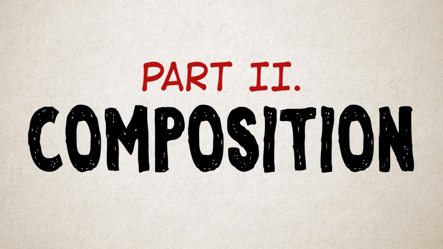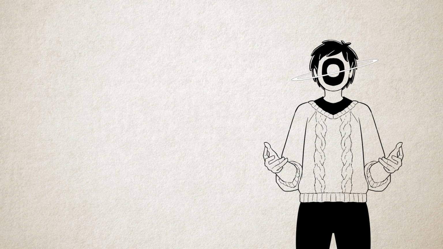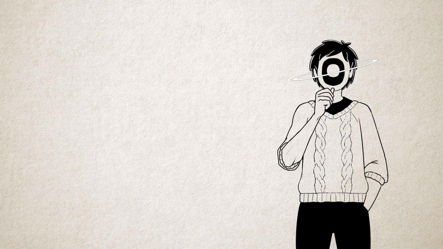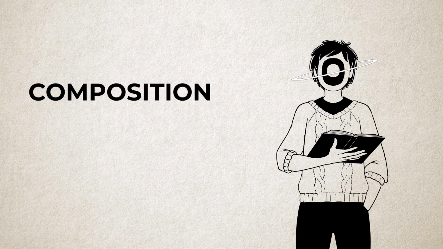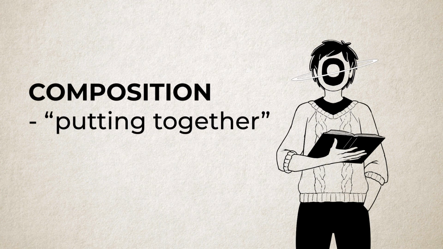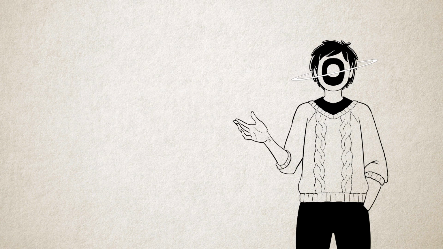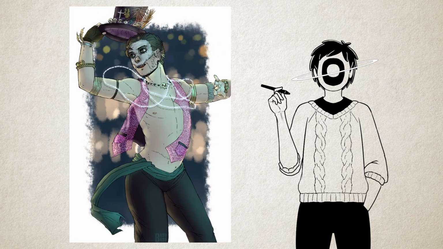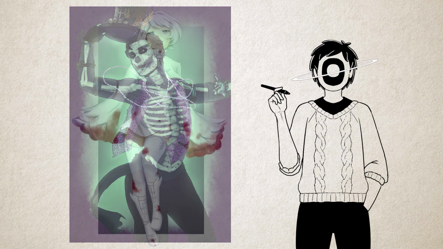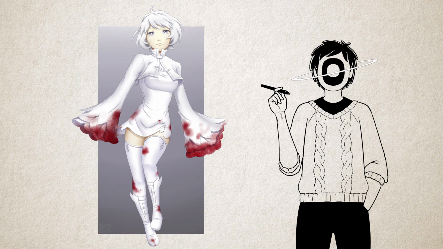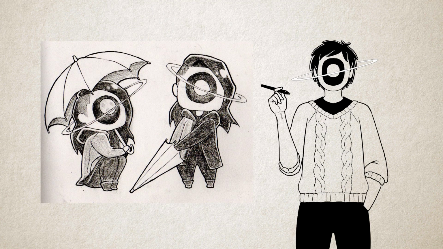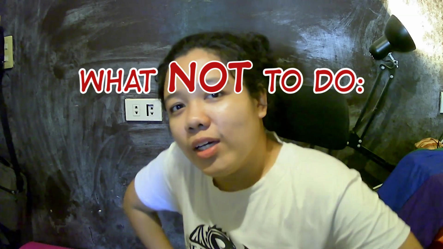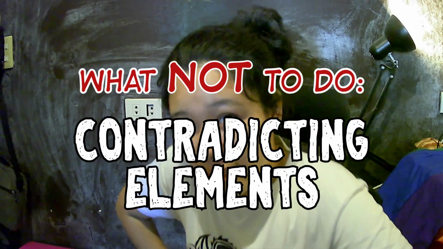Part 2. Composition. Most of you have already heard of this term in the environment art world or cinematography, or at least that's where I first heard of it. But composition itself simply means putting together. And when it comes to dynamic posing, it's putting together everything that was mentioned above in a way that naturally flows through your art. Make your character silhouette distinct with the consistency keys. Keep in mind the construction of your character's body. What not to do is to have elements that contradict themselves.